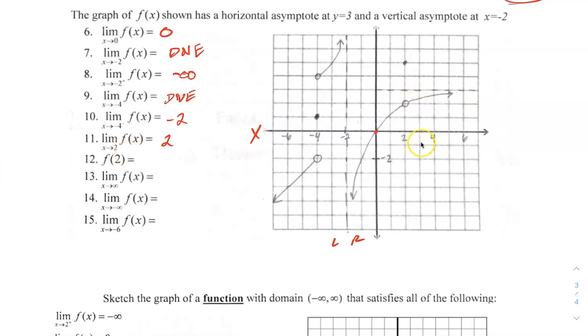F of 2, that's what we're talking about. F of 2 is a closed circle. So where's the closed circle at? Right there. So that would be 2, 3, 4, 5.